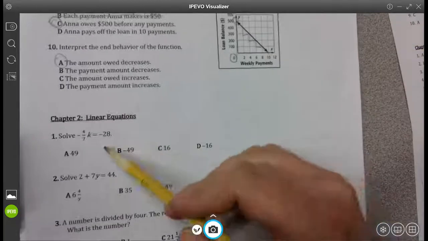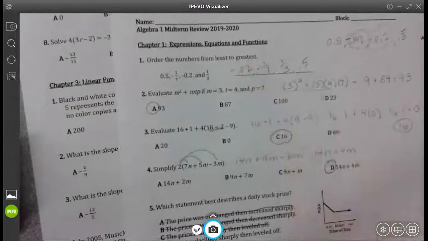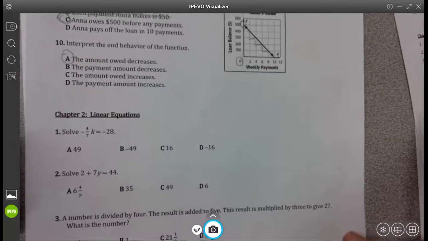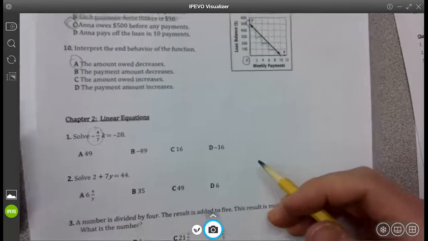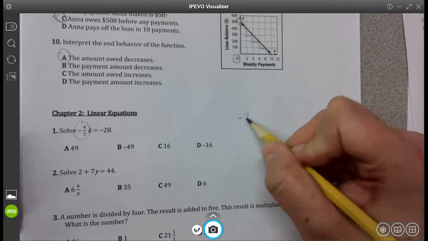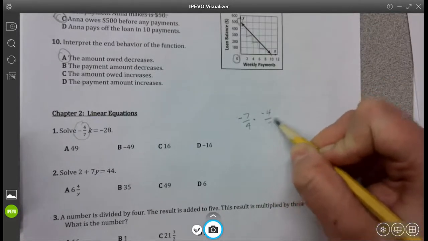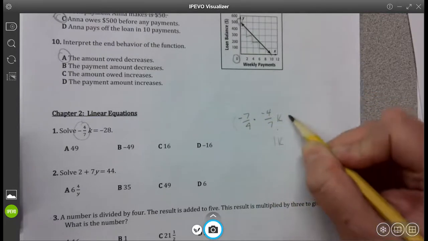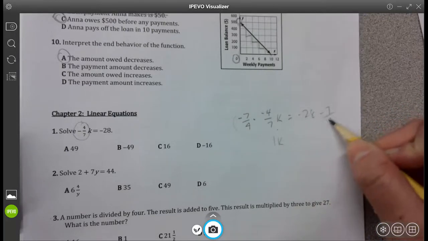Number 1 on chapter 2 now. So number 1, it said, was expressions, equations, and functions. Chapter 2 now is just about linear equations. This is stuff you did in middle school. So how do I get rid of multiplying -4 sevenths? I'm going to multiply by -7 fourths. Some people are like, do I multiply by a negative or don't I? Well, you need to get to a positive 1 because you want positive 1k. So if I do it to one side, I have to do it to the other.